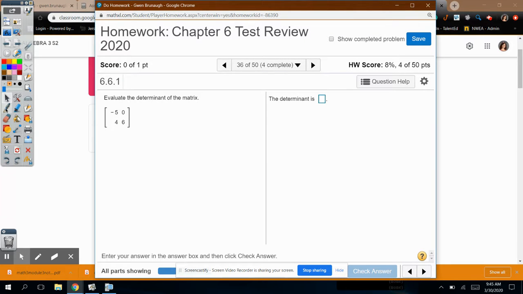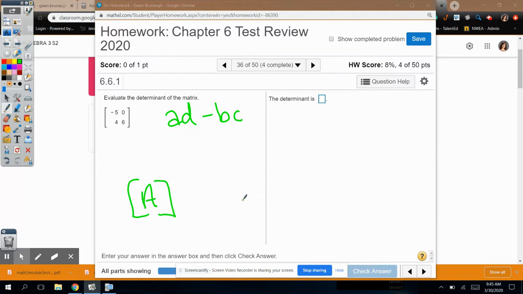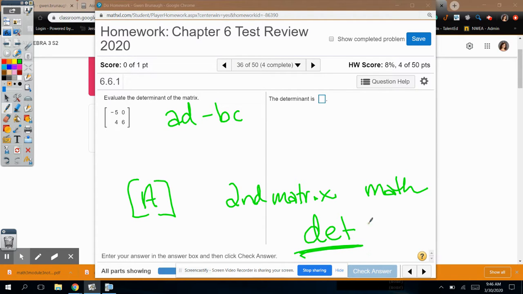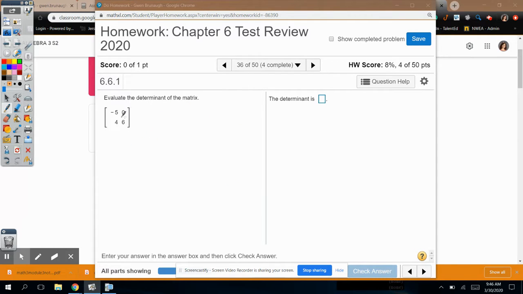Okay, more determinants here. So this time you're just asked to do the AD minus BC. Your calculator can do this, but I would not do it on a problem like this. 2 by 2s are very easy. You would just type matrix A into your calculator, and then you would go to second matrix, and you would scroll over to where it says math, and there's a button that says DET, which means determinant, and you would do the determinant of A. Okay, but we're going to do this by hand until there's a 3 by 3.